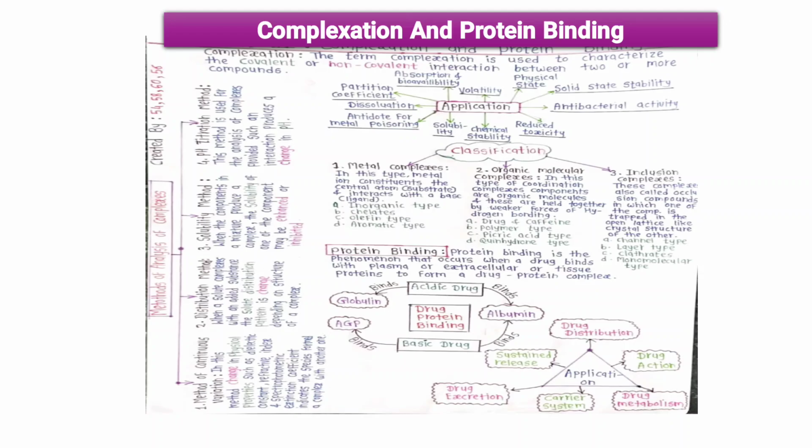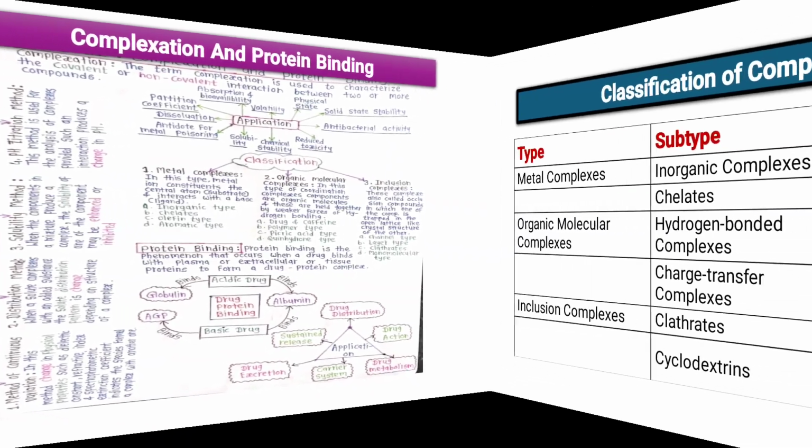In the method of continuous variation, we measure the change of physical properties such as dielectric constant and refractive index. In the distribution method, when a solute complexes with an added substance, the solute is distributed between two phases. Then the solubility method and pH titration method. Those are the four methods which have been determined.